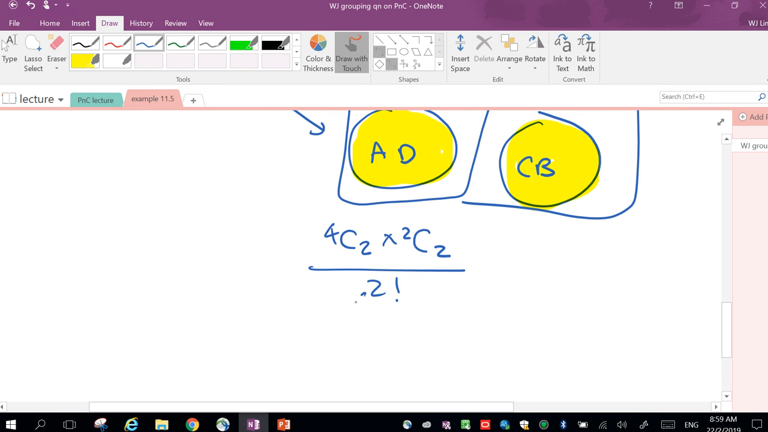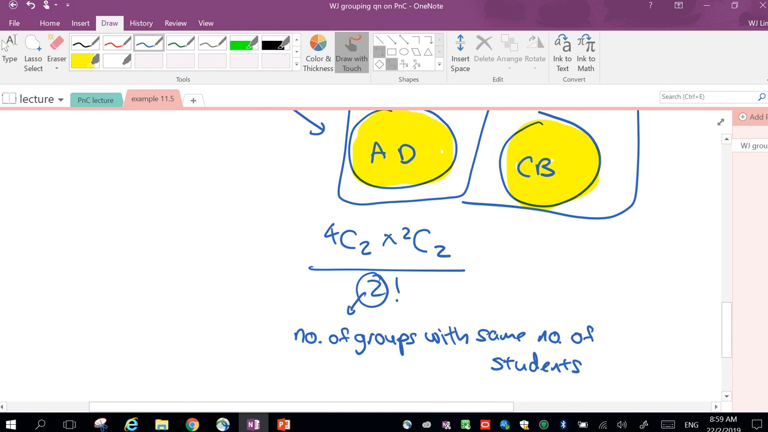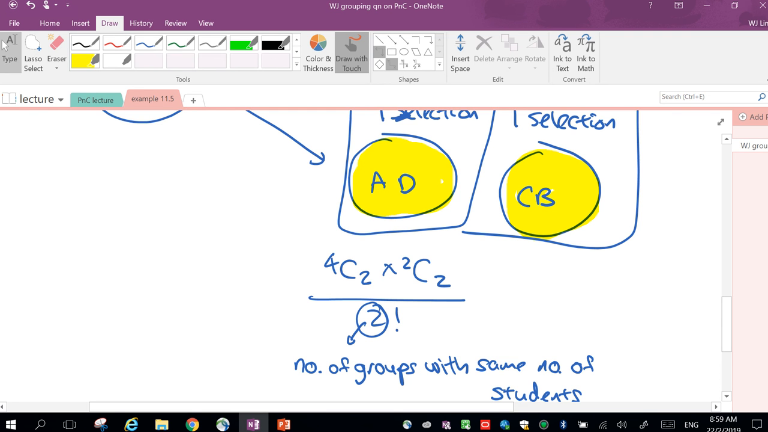So for this 2 factorial that you need to divide, I give you a general rule of thumb: the 2 stands for the number of groups with the same number of students. Okay, this may sound a bit confusing. The 2, then put a factorial. So how many groups have 2 students? 2 groups, right? So you divide by 2 factorial. We will see this in part 3 and 4.